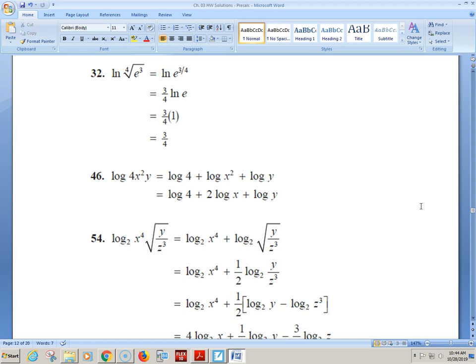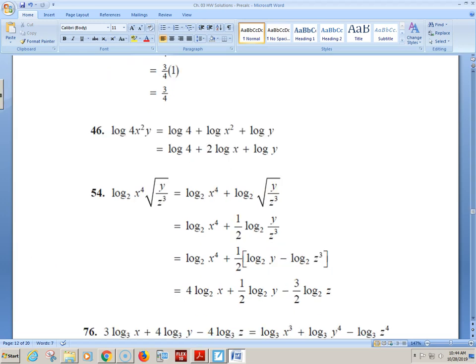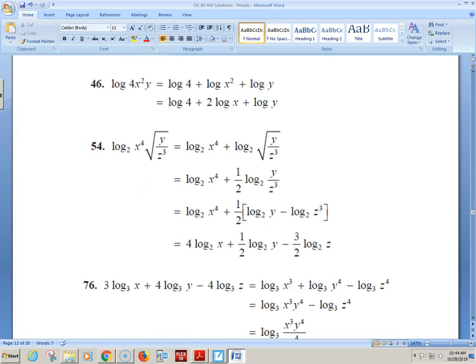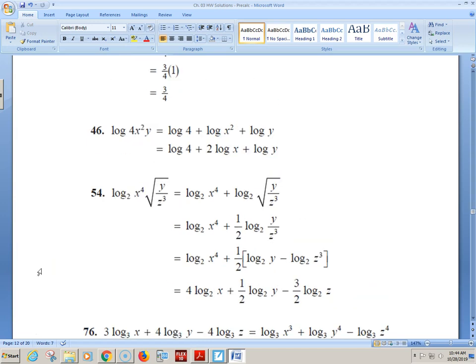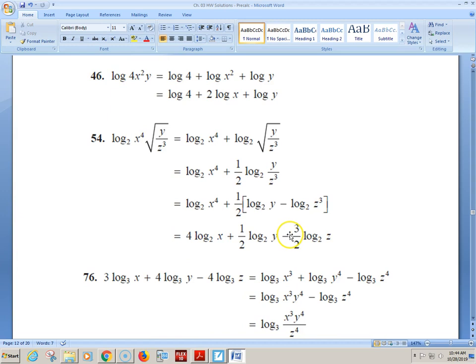Expand it out. Did you go all the way? Number 54. You can see the answer to 32 up there. It goes all the way down to the fullest expansion, being down here. Expanding because going into separate logs, simpler arguments, right? 76, now we got to condense.